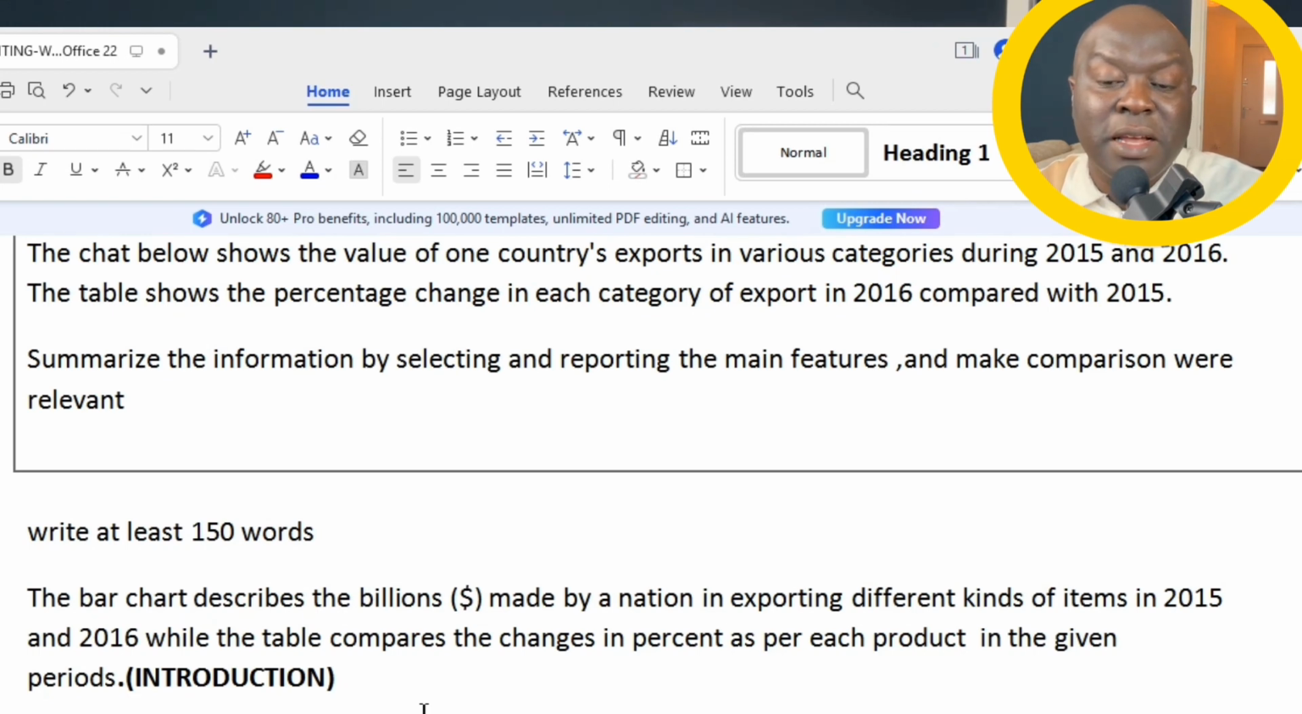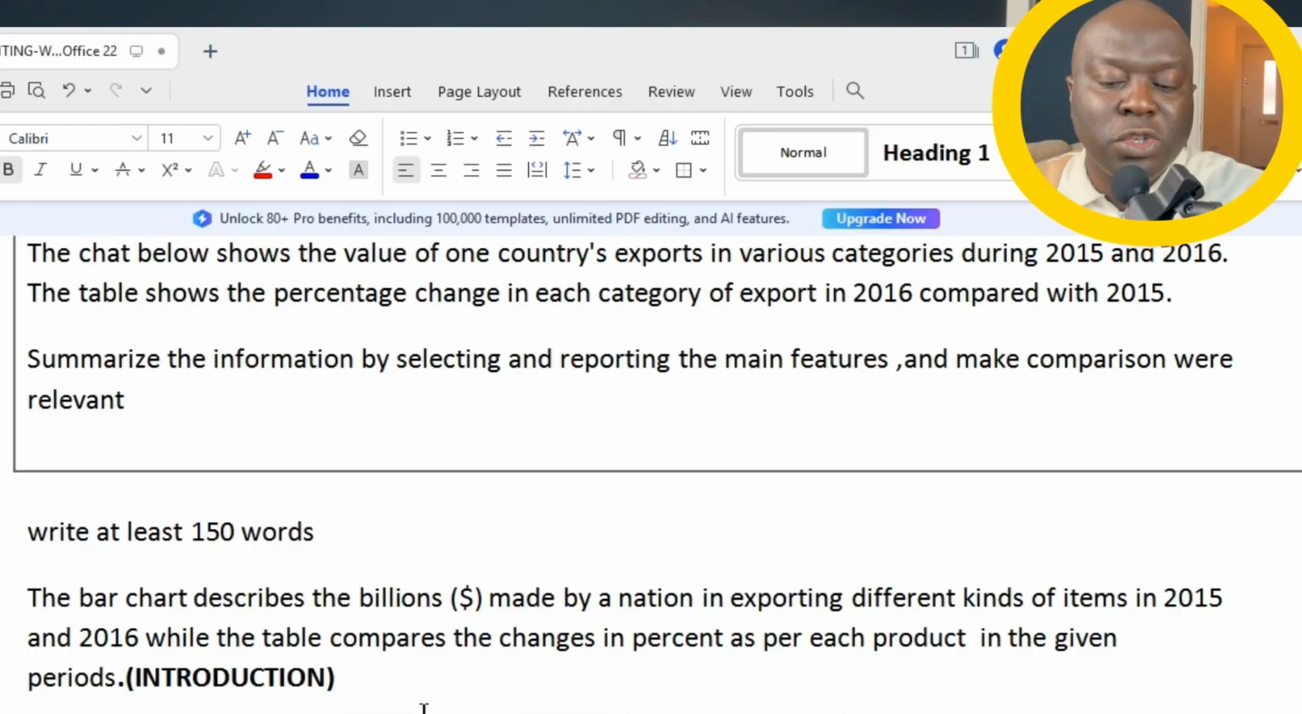We have the type that is called process. In that kind of question, you are going to be dealing with stages, because in process we have stages of production, stages of something happening. So the overview will deal with the major stages. So that's what the overview should be like. No figure should be in the overview, and it's going to be the summary of everything.